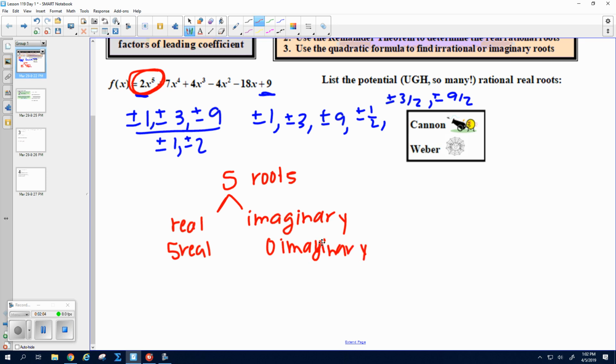And we could also have, because the imaginaries come in pairs, how many imaginaries could we have? Yeah, I could have 2 imaginaries, or 4. Let me write that out again, 2 or 4, because they come in pairs. So if I have 2 imaginaries, then how many reals would I have? 3. And if I have 4 imaginaries, then how many reals would I have? 1. Notice that they are descending by 2, right? So you either have 5, 3, or 1, or you have 0, 2, or 4 of the other ones.